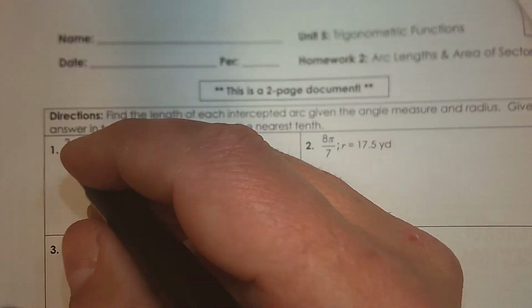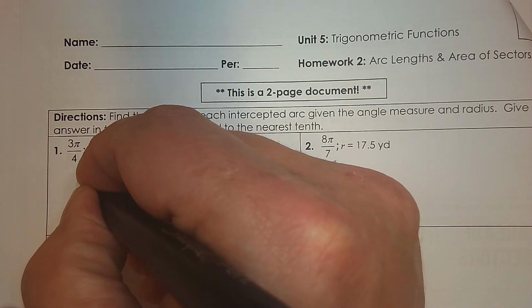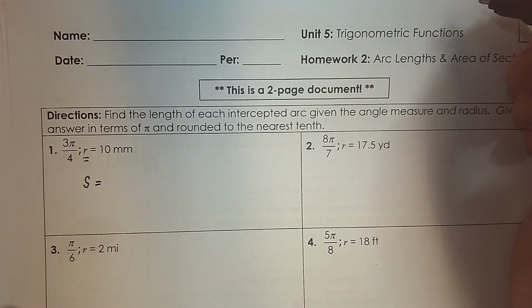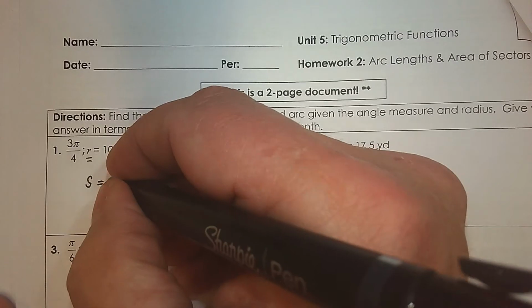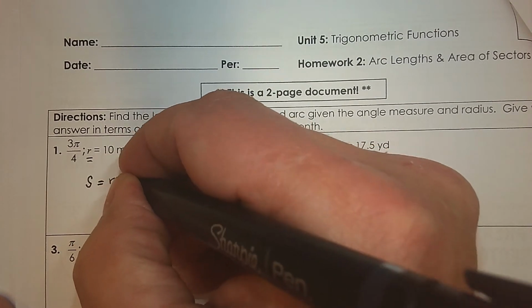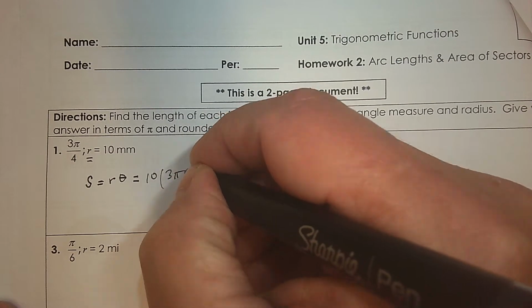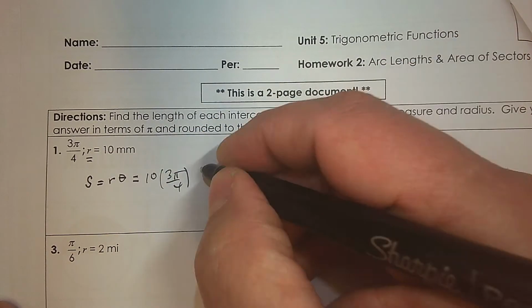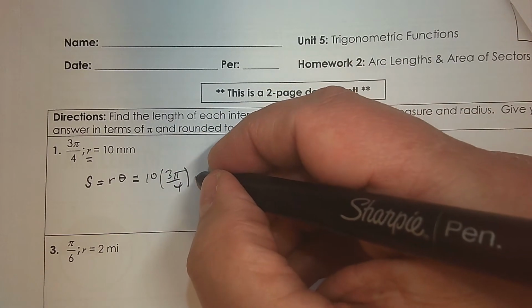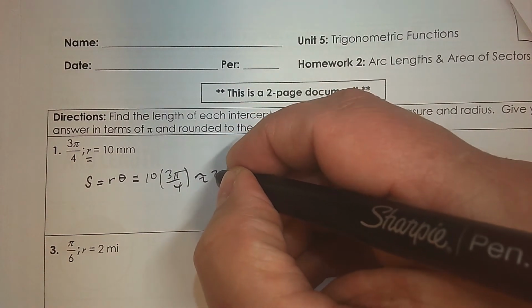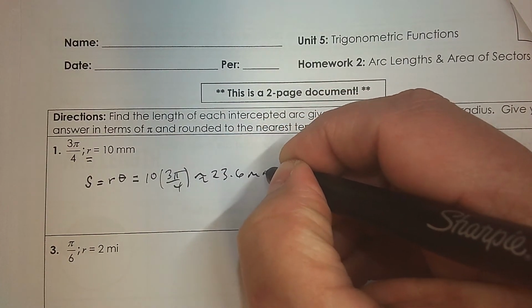The formula, and usually the letter we use for arc length is S. We don't use A because that usually represents area. You take the radius times the angle in radians. So in this case, it's just 10 times 3 pi over 4. We're going to round to the nearest tenth, so we go diamond enter when we put it in our calculator, and you get 23.6. That's as easy as it is.